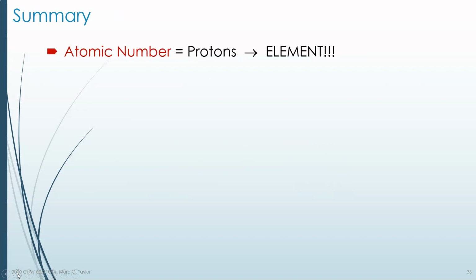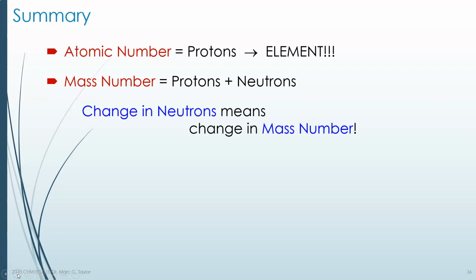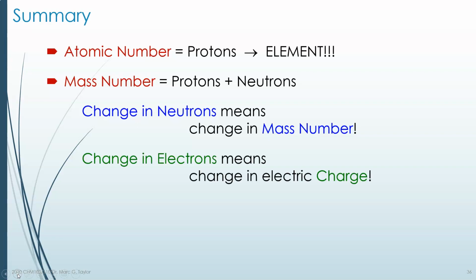So in review, the atomic number, this is what we had from the last module. Atomic number is the number of protons. It tells you what element it is, and that's a whole number. The mass number, also a whole number, is just a count of all the protons and neutrons, the heavy particles in the nucleus of the atom. The change in neutrons means a change in mass number. So when you have different isotopes of the same element, you're not changing the element because you're not changing the protons. You're just changing the number of neutrons.